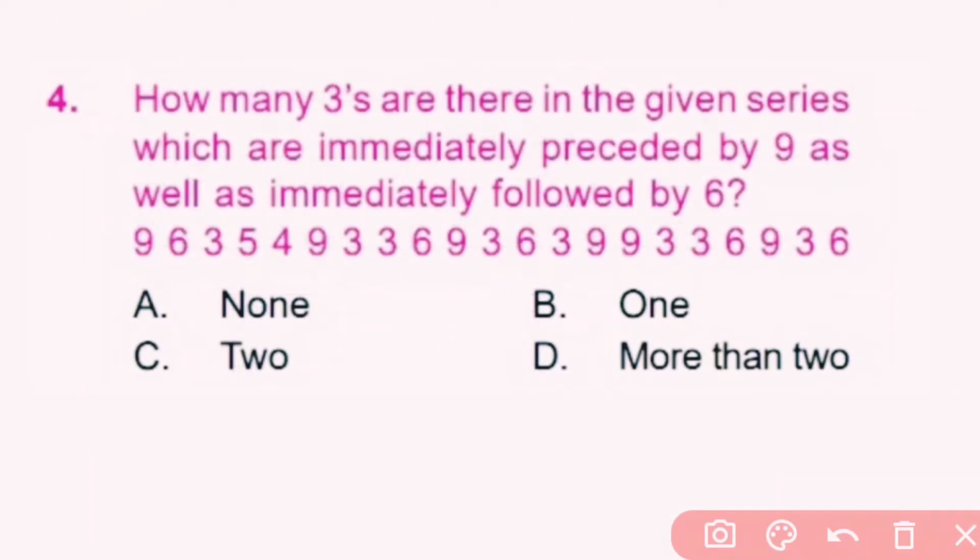Question number 4. How many 3's are there in the given series which are immediately preceded by 9 as well as immediately followed by 6? It means there should be 9 before 3 and 6 after 3. So there are 2 3's which are immediately preceded by 9 as well as immediately followed by 6. So here C is correct answer.